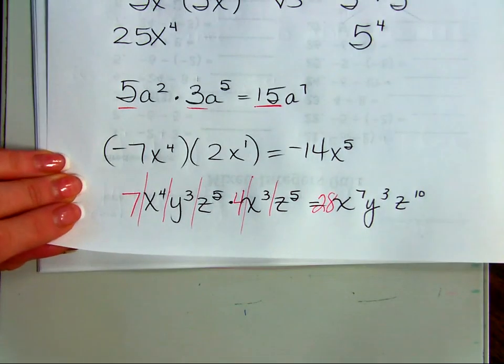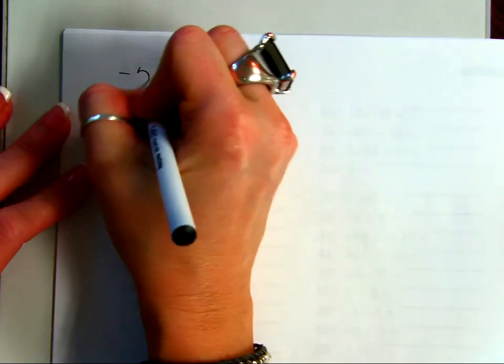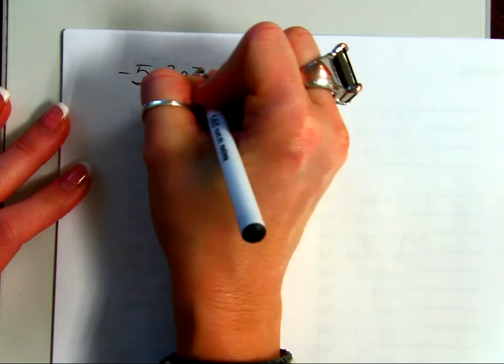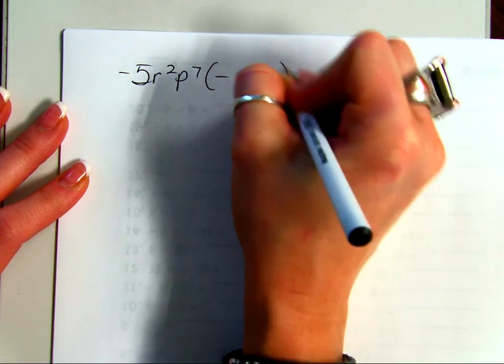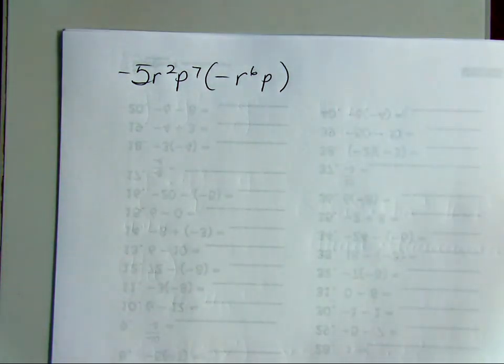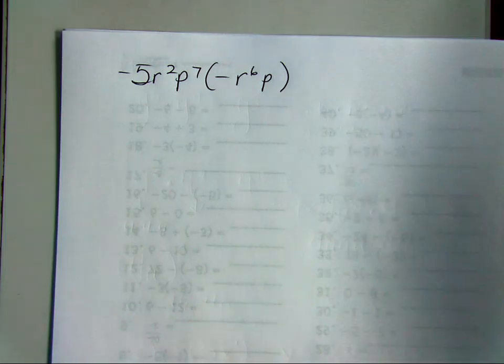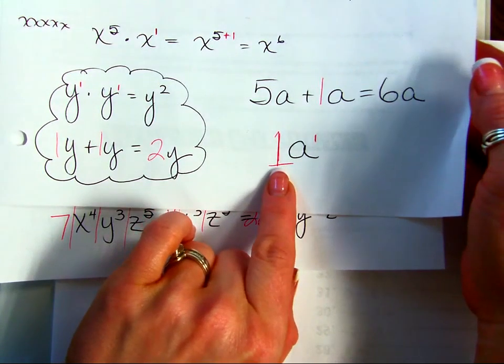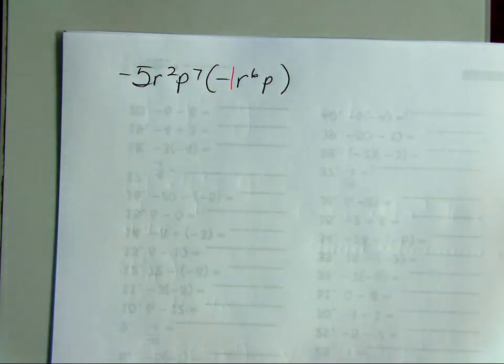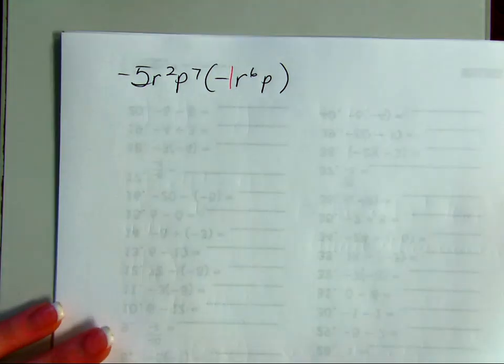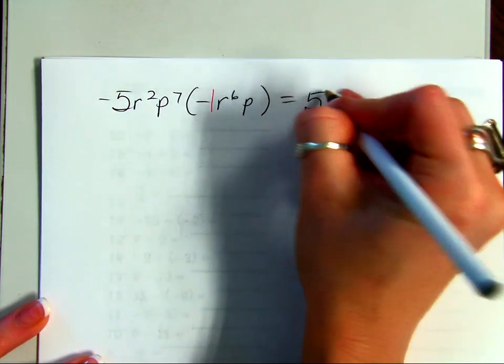All right? So, if I were to take, let's say, negative 5r squared p to the 7th times negative r to the 6th p. Because they're going to start to get a little increasingly harder. So now I see a negative 5, but I don't see another coefficient. And what did we say back in our notes when we don't really see a coefficient? It's really a 1. But because there's a negative there, that means that must be a negative 1. So what is a negative 5 times a negative 1? 5. Right? It's positive 5.